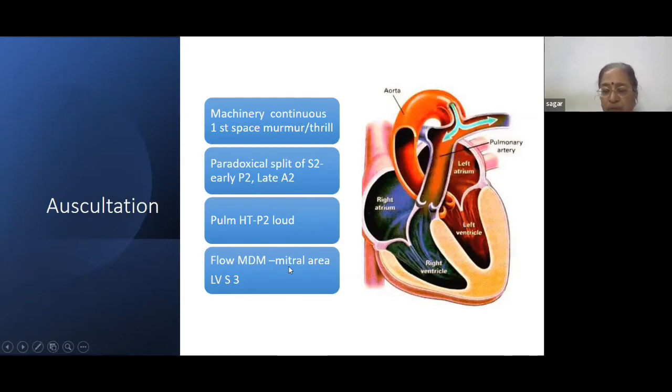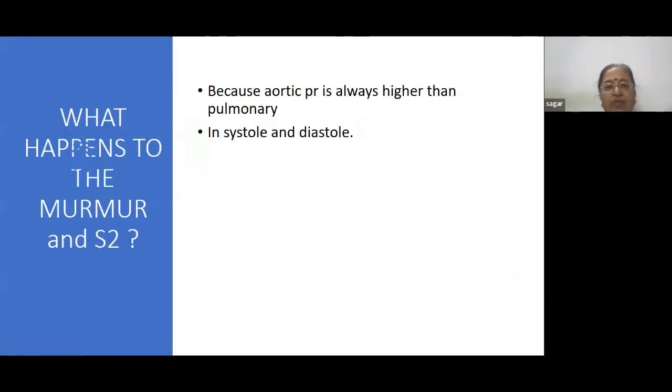So you get a flow MDM, and an S3 can be there because of volume overload of the left ventricle. Why is it? What happens to the murmur and S2 in the pulmonary artery? Why is the murmur continuous? Because aortic pressure is always higher than pulmonary in diastole and systole.